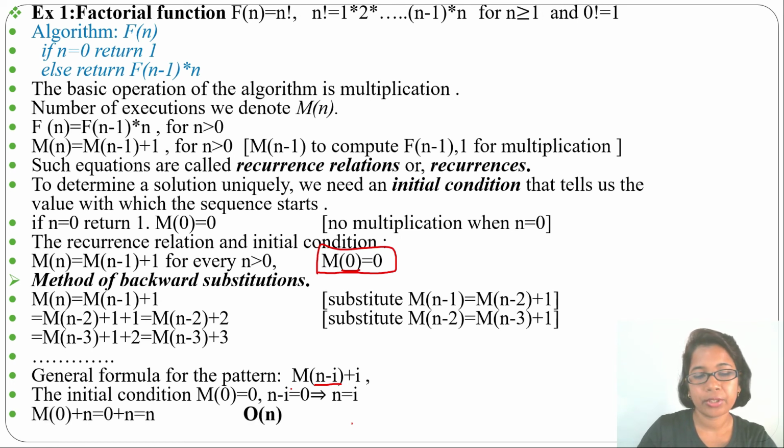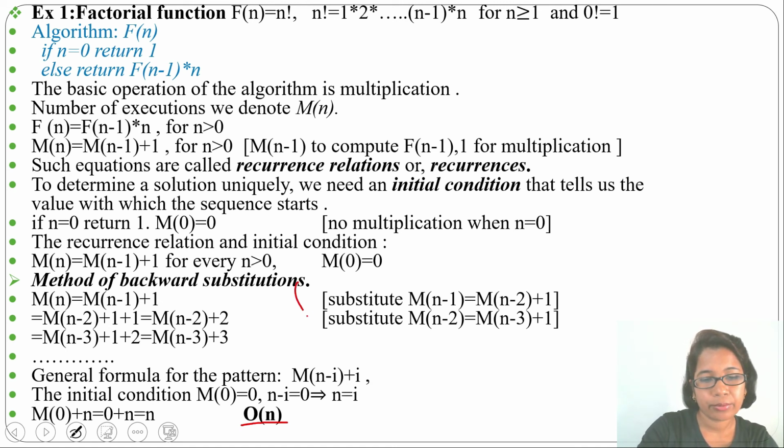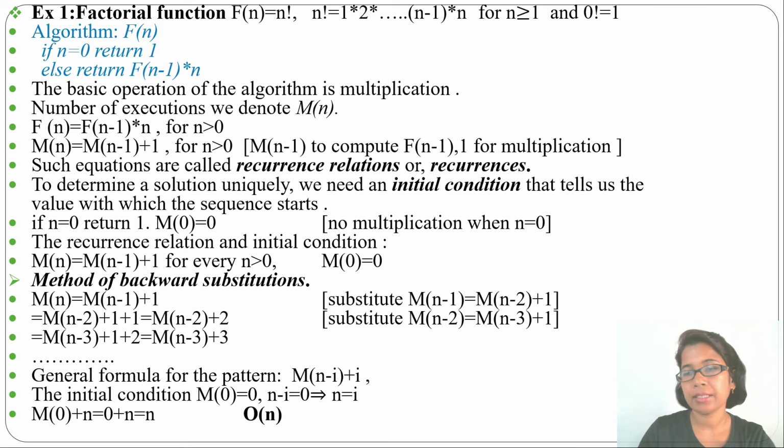So m of 0 plus, in place of i, substitute n. So m of 0 plus n. M of 0 value is 0. 0 plus n is n. So running time is big O of n, or we can write theta of n. This is the back substitution method. First we'll write the recurrence relation, then we'll do the back substitution and we'll find the order of growth. This is the back substitution method.